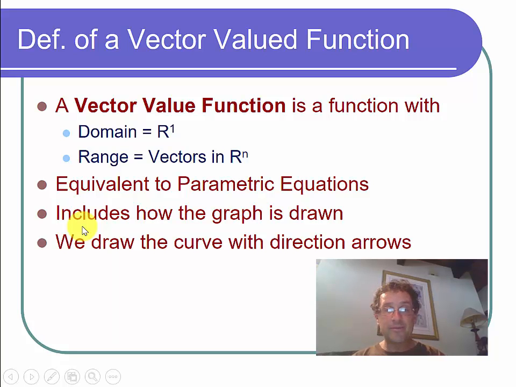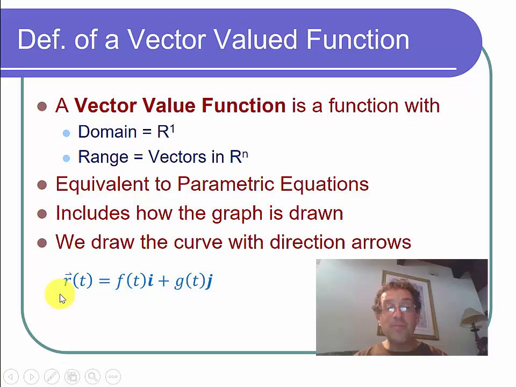We'll have an example. What we do is draw the curve with direction arrows. A vector-valued function's range is a bunch of vectors, but if you only draw the endpoints of those vectors, you get a curve. If you think of t as time, then you start at the beginning and end at the end, and that curve is drawn instead of just shown.